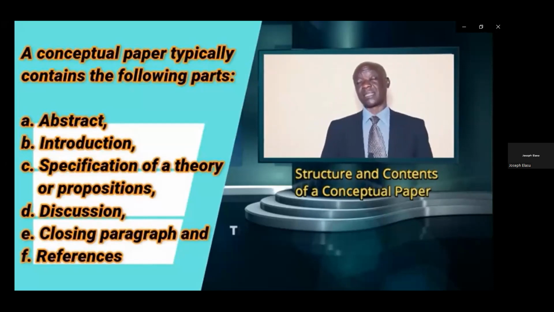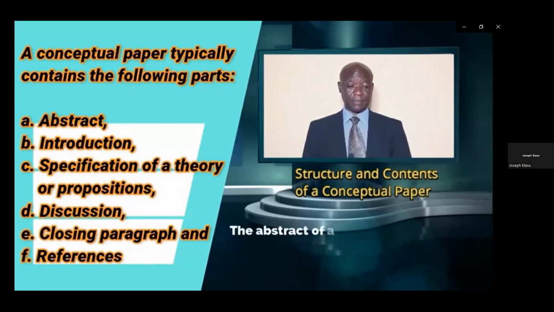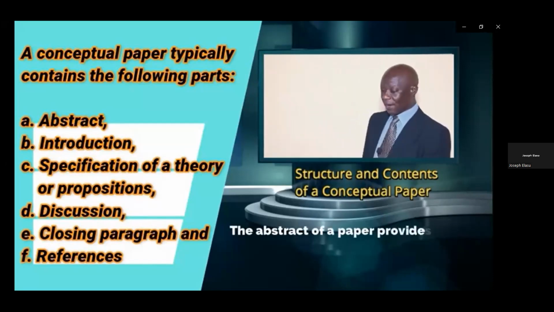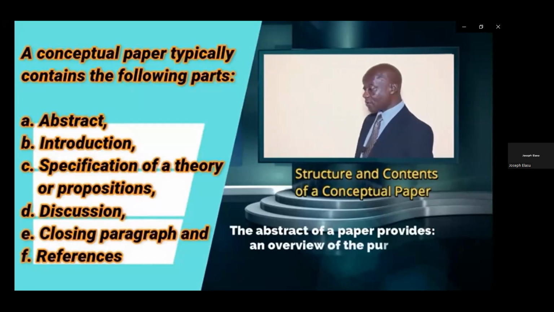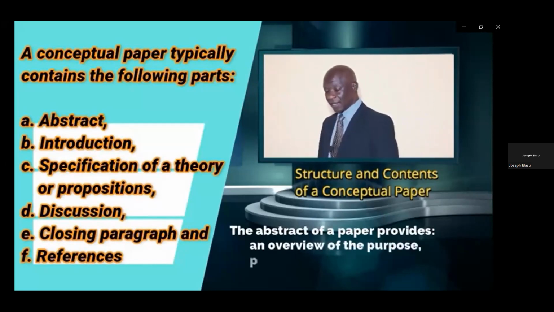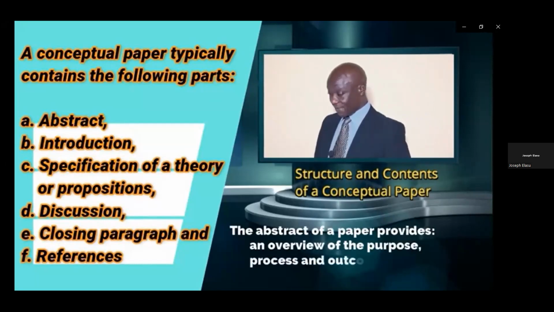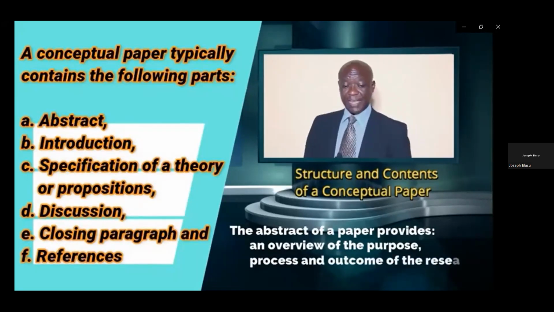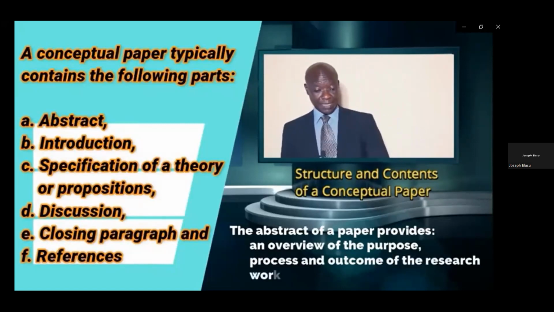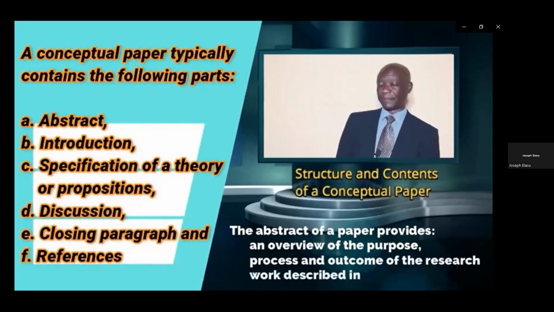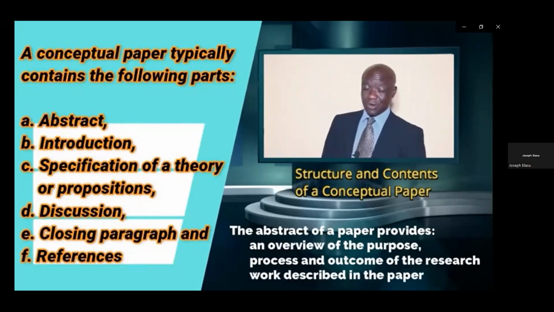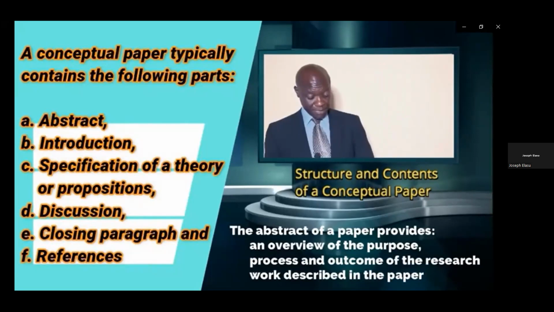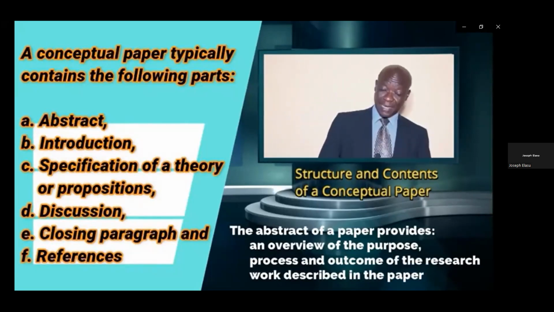Now, in the abstract, ladies and gentlemen, the abstract of a paper provides an overview of purpose. An abstract of a paper provides the process and outcome of the research work described in that particular paper. And it is provided as a distinct part of the paper, and it is separated from the rest of the paper text, ladies and gentlemen. So the abstract will always be there. And sometimes you may even think that there's no connection between the abstract and the main paper, but it is always there, and you must always produce that abstract.